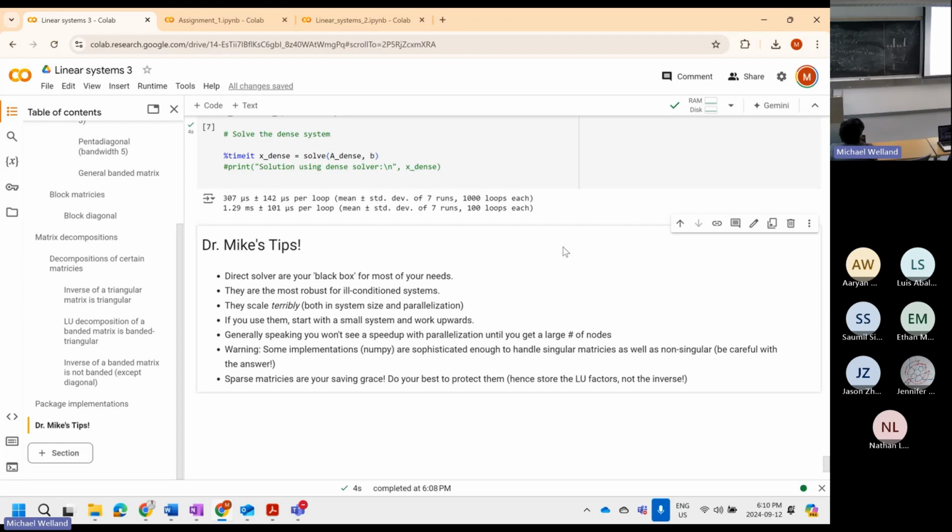They also scale terribly in terms of parallelization. So even just like if you go to one of these supercomputing clusters and say, I want to do LU on your supercomputer, they're going to laugh at you. Like the answer is going to be no. Got a question?